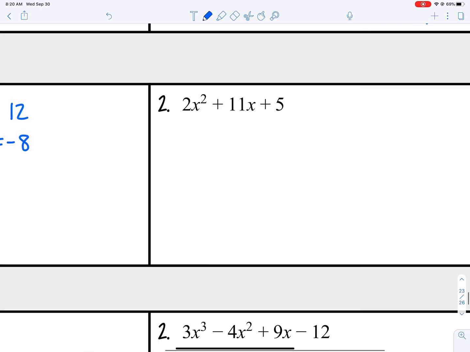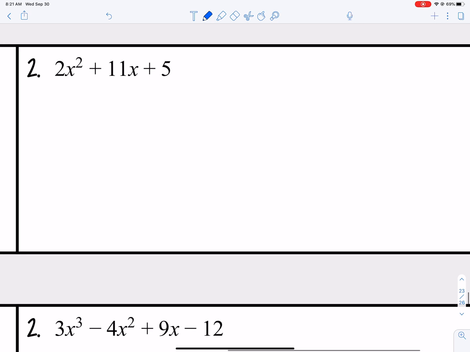All right, so let's look at another example. We have 2x squared plus 11x plus 5. So first, multiply the a times the c, and we get 10. So we need to multiply to get 10, and we need to add up to get 11.